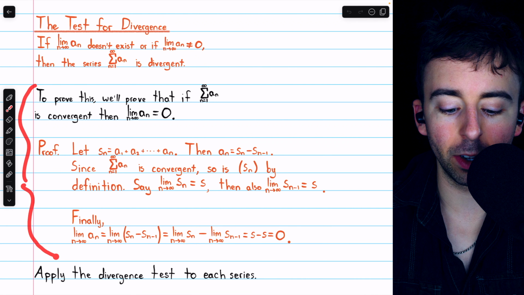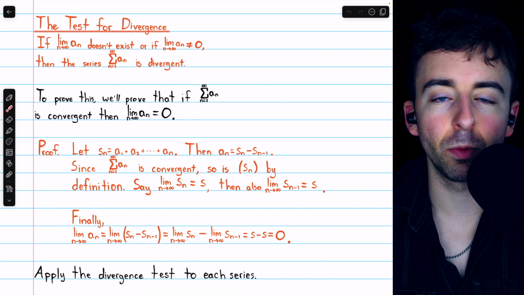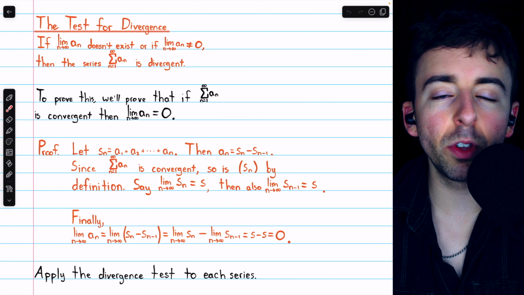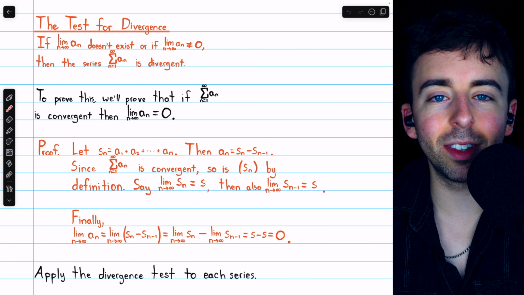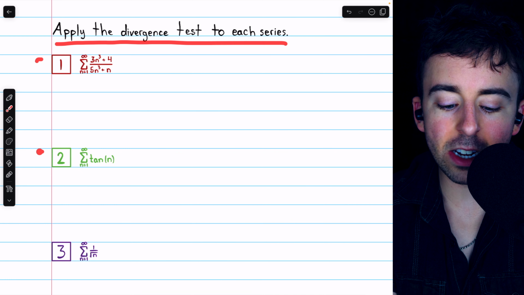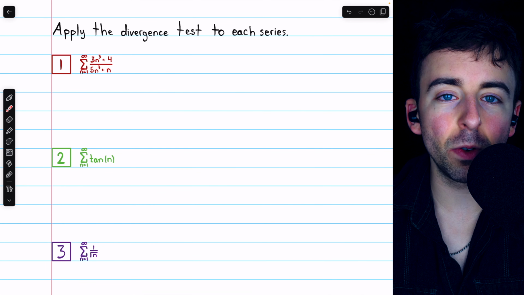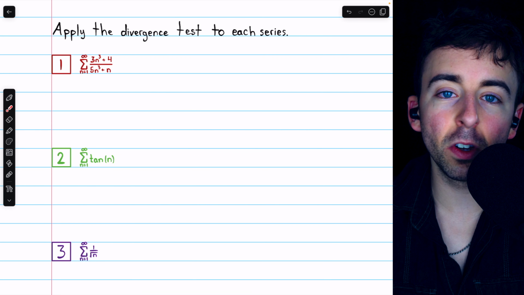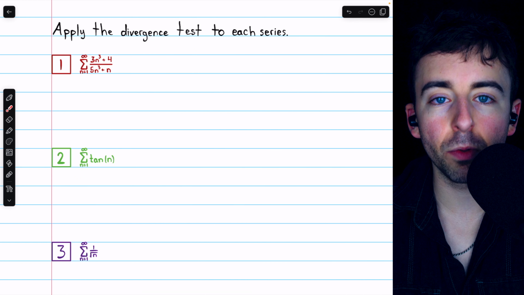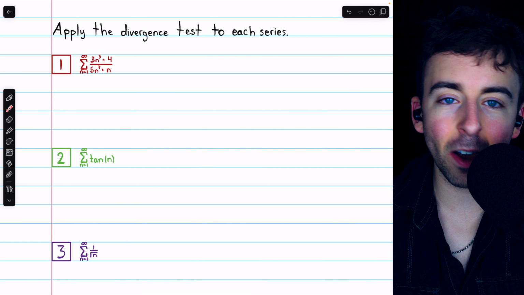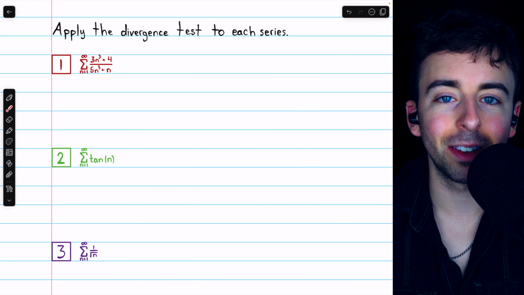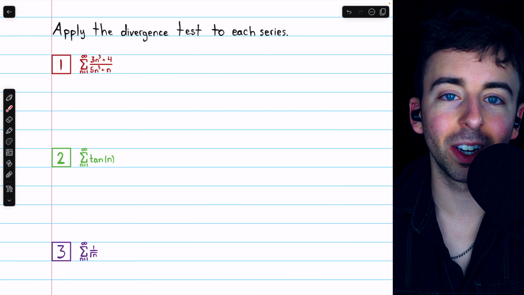I've put the proof here as well. It's pretty short, so you could stop and read it if you want. But we're going to go through a few examples now of actually using the test for divergence. We're going to apply the divergence test to each of these three series. The divergence test is a great thing to use if you don't know if a series converges or not. It's good to just check if the terms approach 0, because if they don't, then you already know the series must diverge, and there's no work left to do.